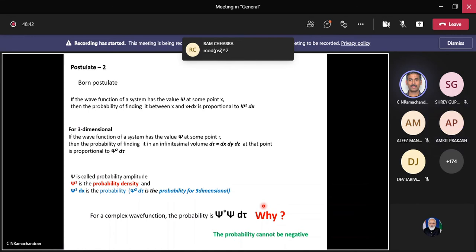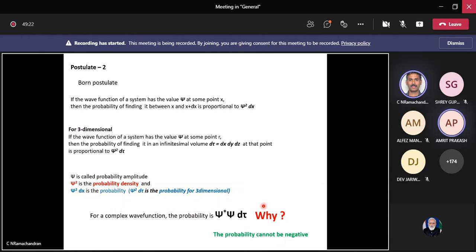Depending upon the properties of the system, sometimes the wave function can be complex also. We will discuss the wave functions later. If your function is complex, then when you take its square, complex means there will be an iota, so the square will give a negative value. We cannot consider a negative probability; it must be either 0 or positive. That is why we take it this way.